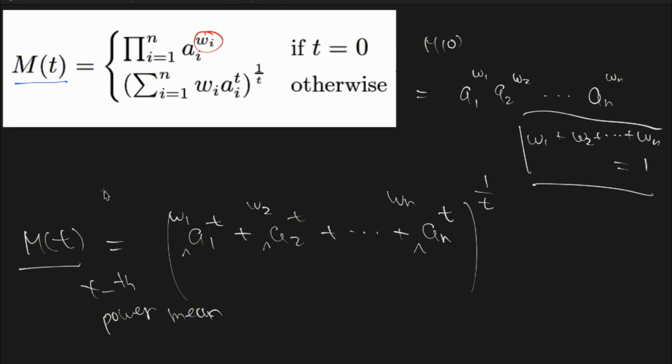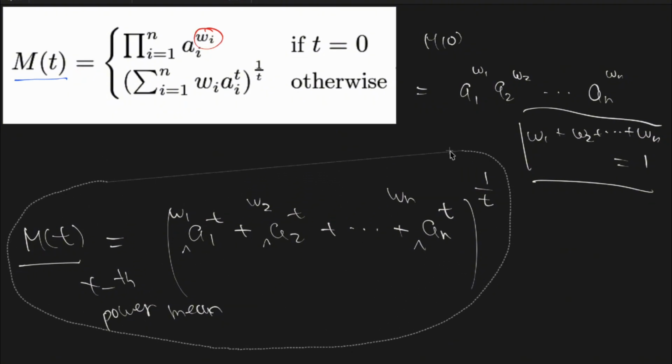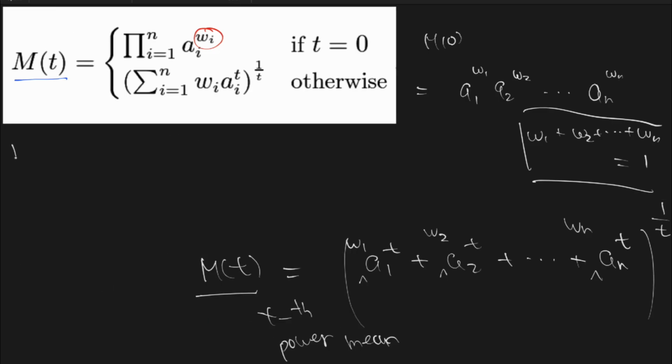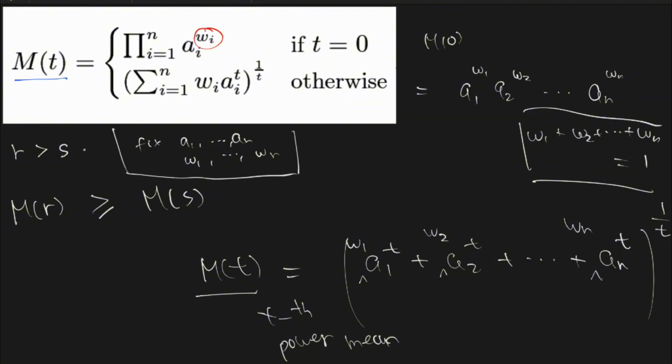Okay, so with all these definitions aside, what this theorem states is that if we have two quantities, r greater than s, then the rth power mean is greater than or equal to the sth power mean. And by the way, here we are fixing all the a's, and we're also fixing the weights, because otherwise it would get a bit messy and it would not have been true. So we fix all of these, and then we take any r greater than s, then the rth power mean will be greater than or equal to the sth power mean.